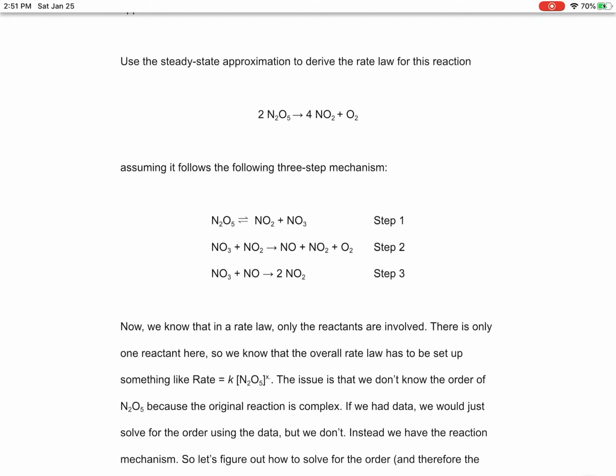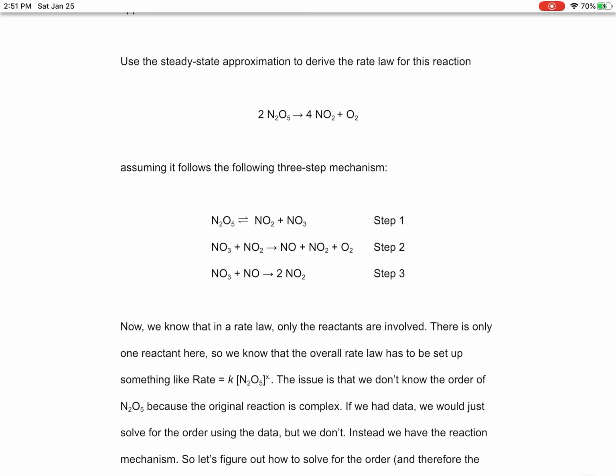And I point that out because on the AP exam, most of the time, they will actually tell you still which of these steps is slow and which of these steps are fast. But that is not going to allow you to just find the rate law of the slow step and be done. So let's talk about why.